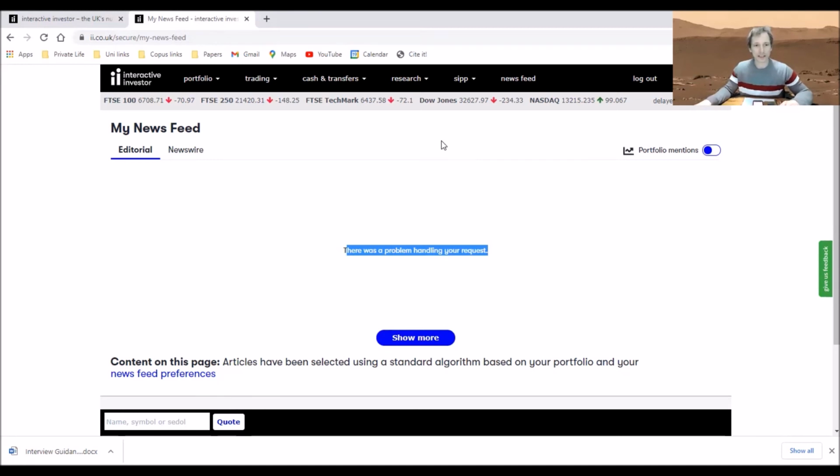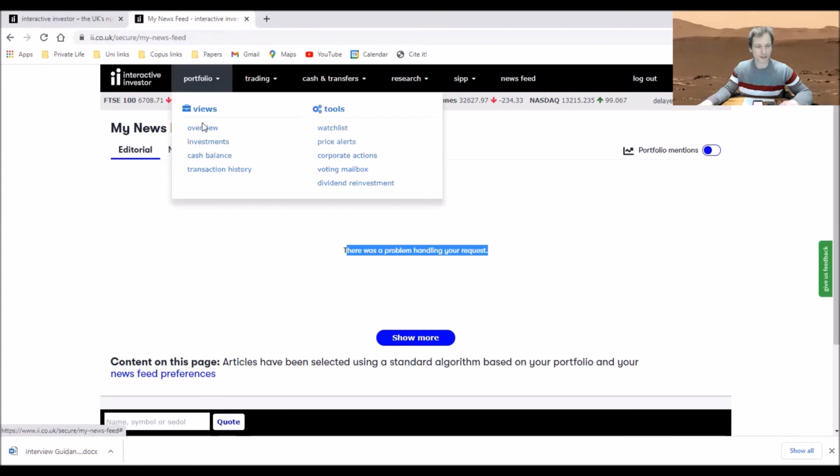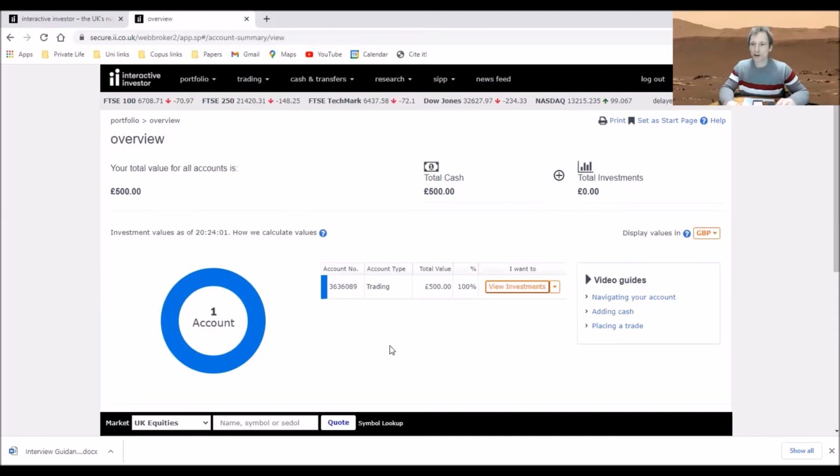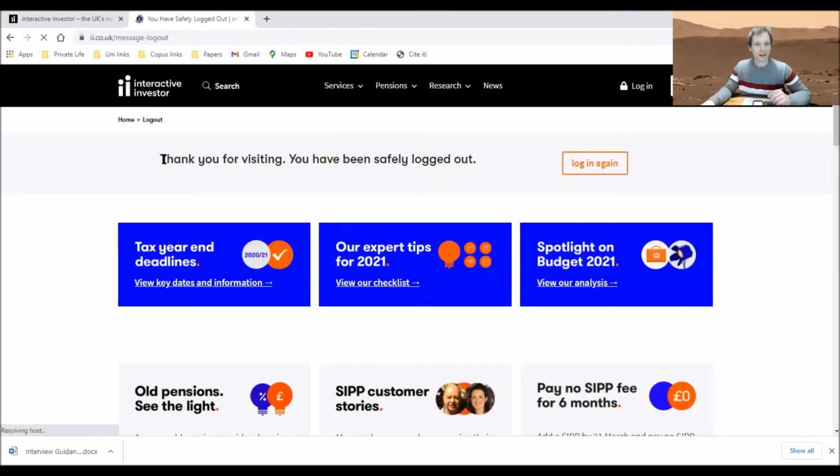So it looks very orderly, looks very clean. I think I sort of understand it. This is where I go back to the overview. So all in all, I'm quite happy with this. It looks good. I think I understand it. I think I will need some time to see all the different functions of this page and then use them competently. But so far, so good. This looks very nice. All right, so I'm just going to log out again. Thank you for visiting. You have been safely logged out.